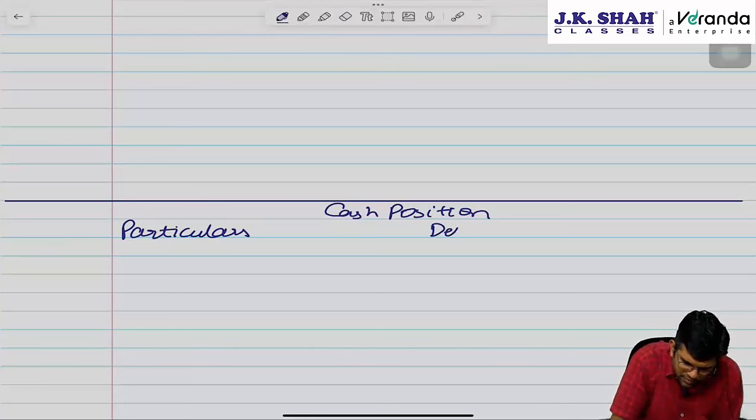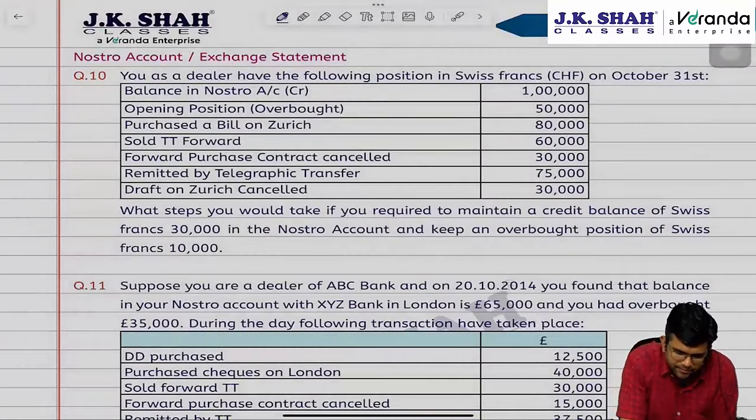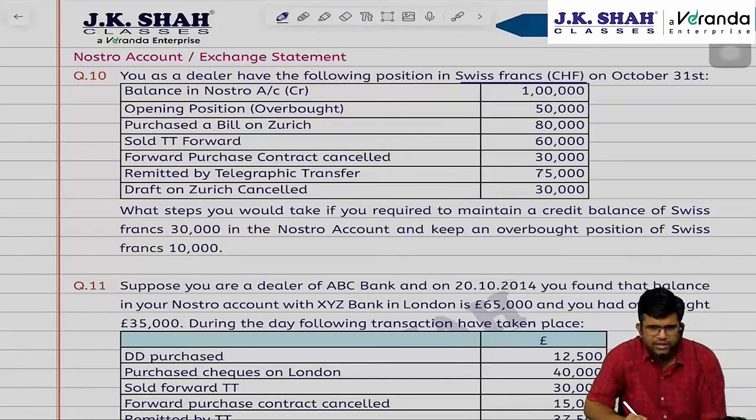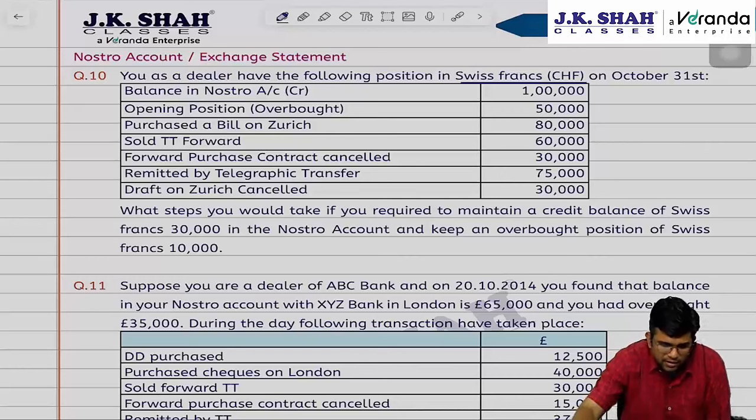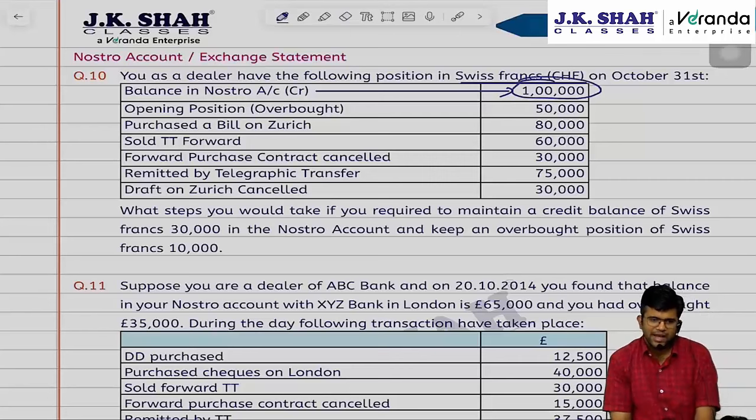Don't write along with me, there is a reason. Okay, are we ready? So what are they saying? You have the following Swiss franc position. Okay, so here instead of dollars we are dealing with Swiss francs. Everyone clear? CHF. What are they saying? Balance in the Nostro account, credit balance. Can you tell me this is a cash position balance or exchange position balance? Cash position. My basic bank passbook is the cash position only.